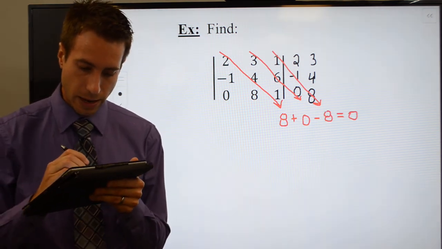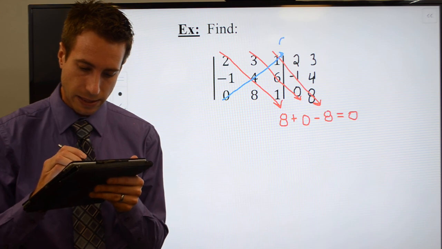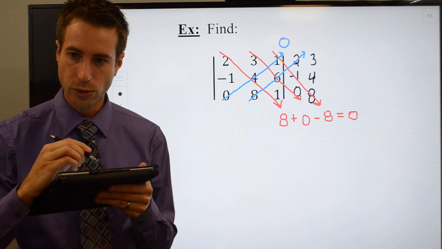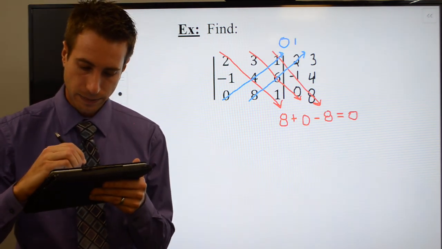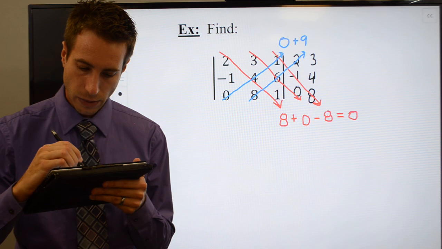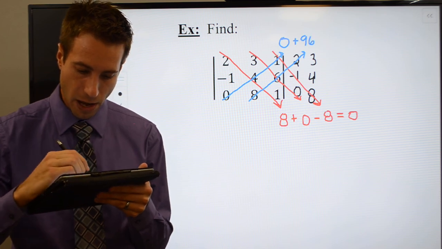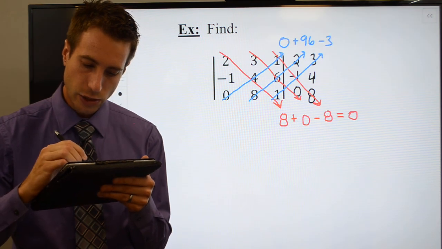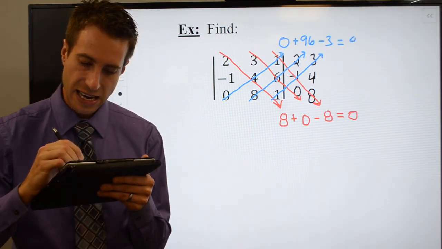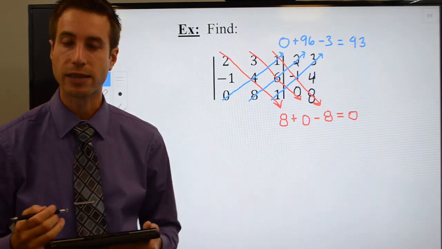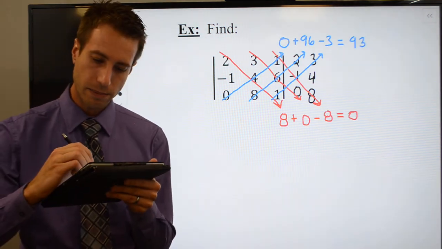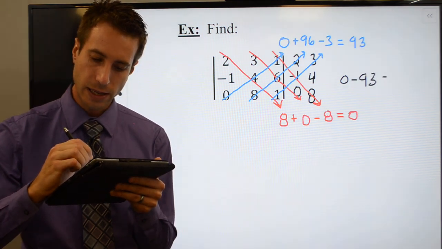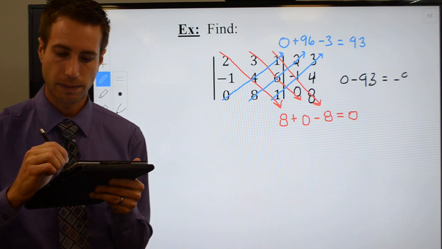Okay, here we go. Minor diagonals going up. That's going to be a 0. Really like those ones. 8 times 6 times 2, I get 96. That might be the biggest number we've seen so far. 3 times a negative 1 times 3, that's going to be a minus 3, which is going to leave me with a positive 93. All right, it's going to be bottom minus top. 0 minus 93. And the determinant of this is going to be minus 93.